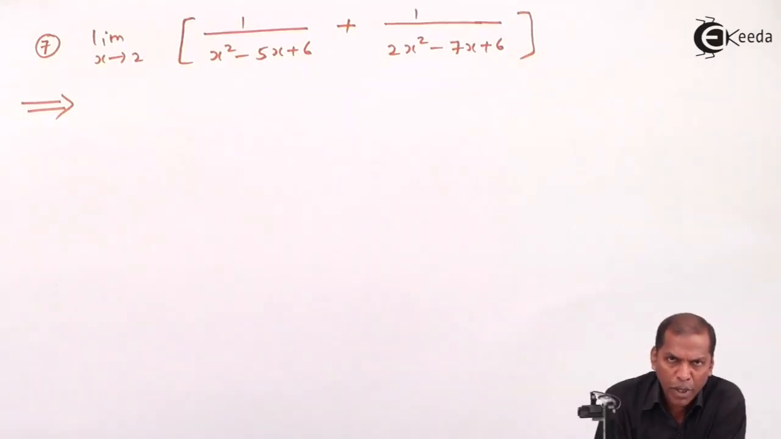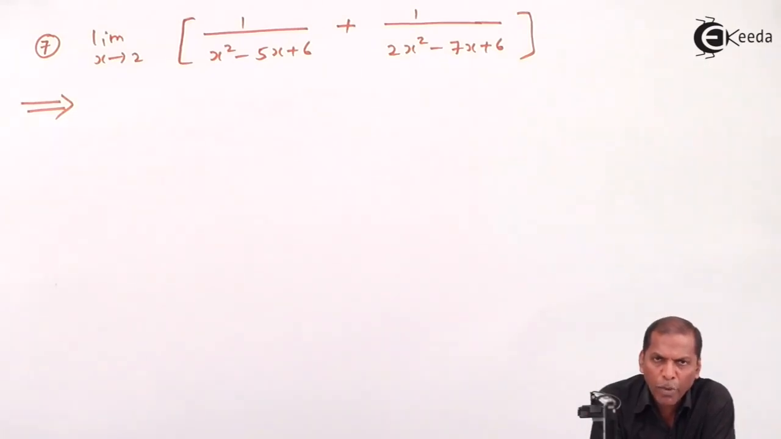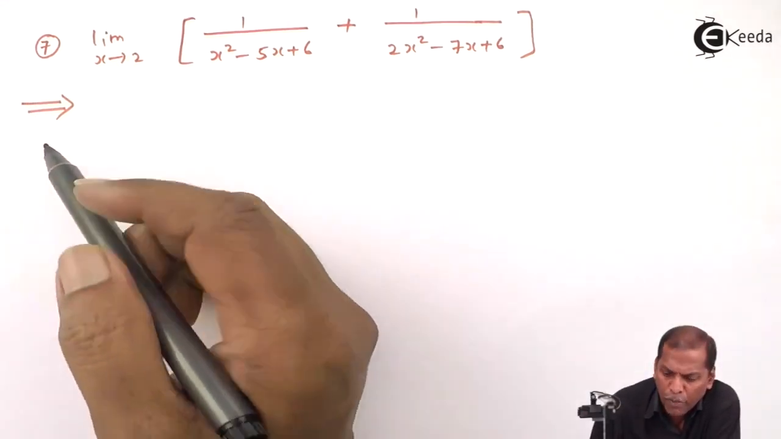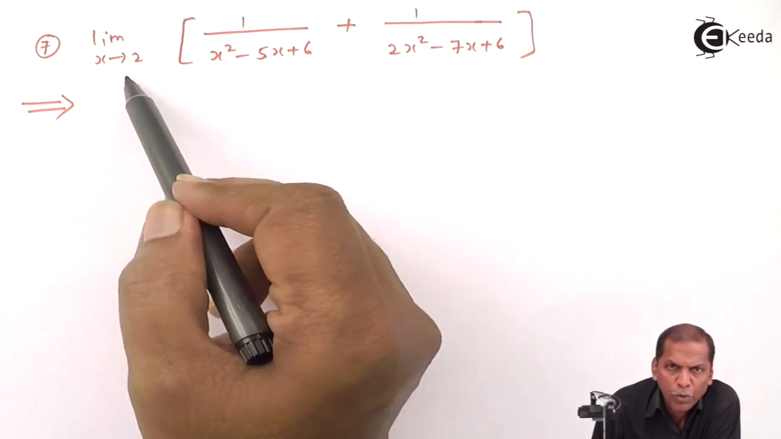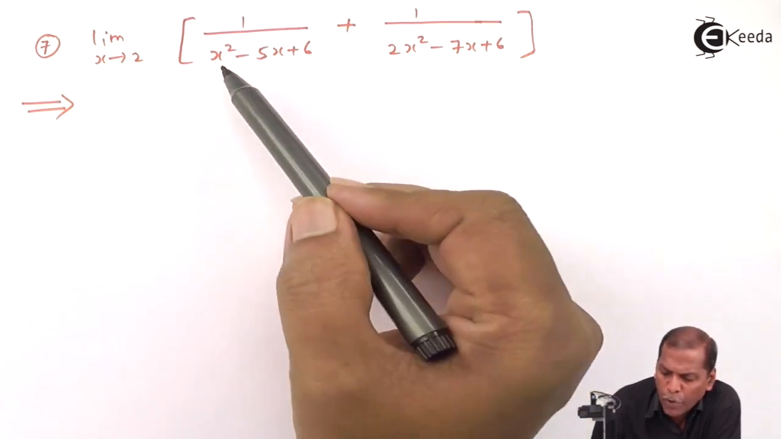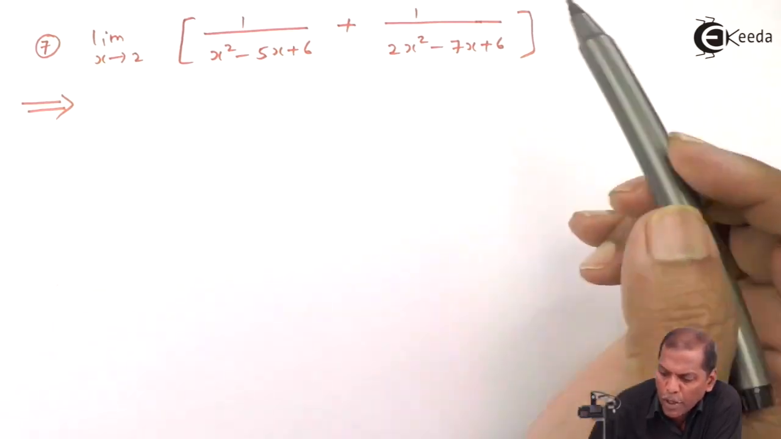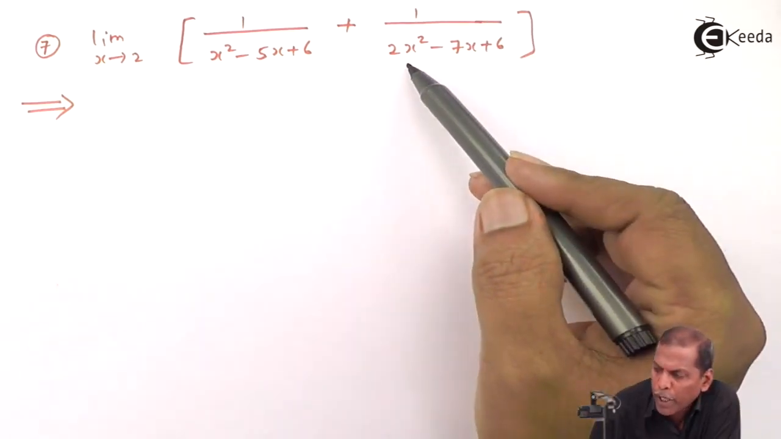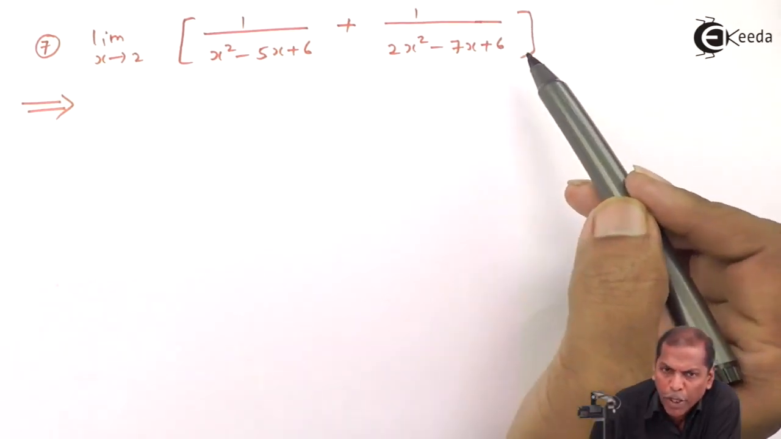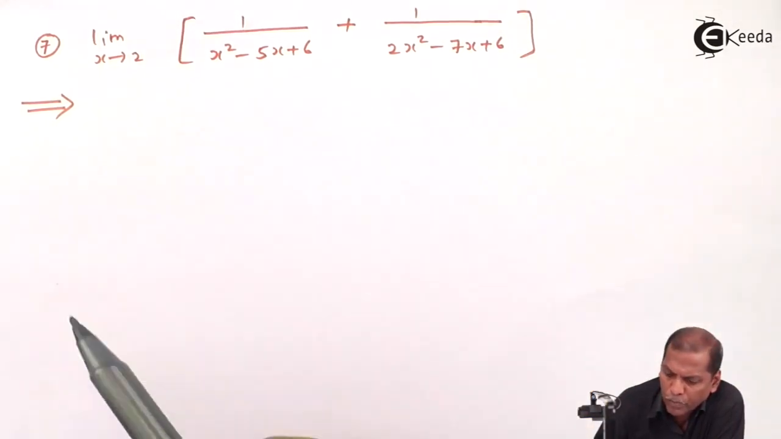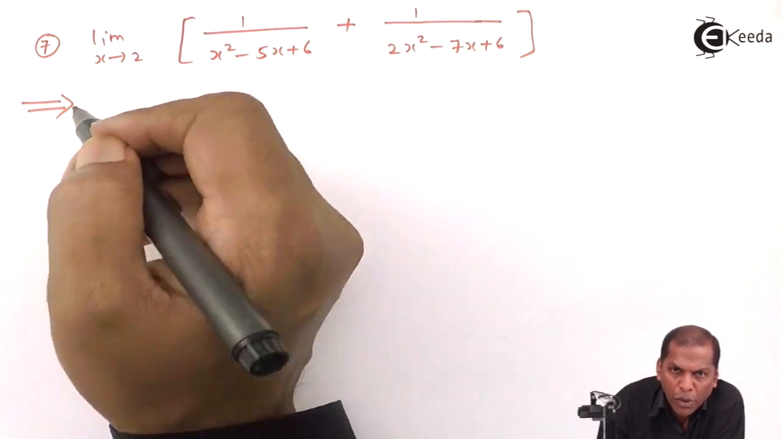Hello friends, now we see subtopic 8, problem number 7, which is also based on the factorization method of the chapter Limit. Problem number 7 is the limit as x tends to 2 of [1/(x² − 5x + 6) + 1/(2x² − 7x + 6)]. Now let's see the solution.